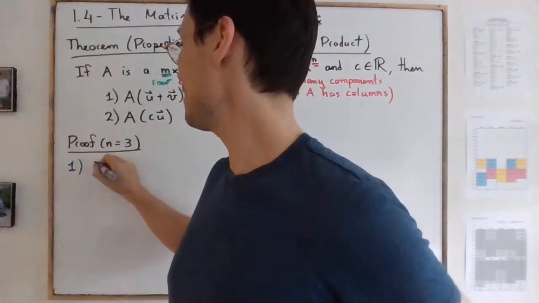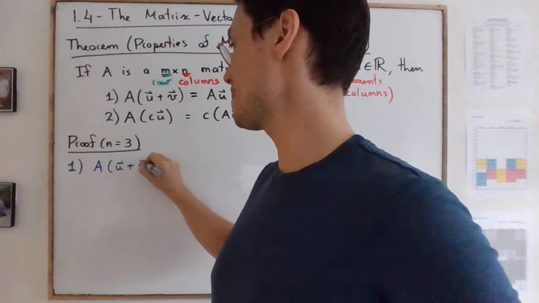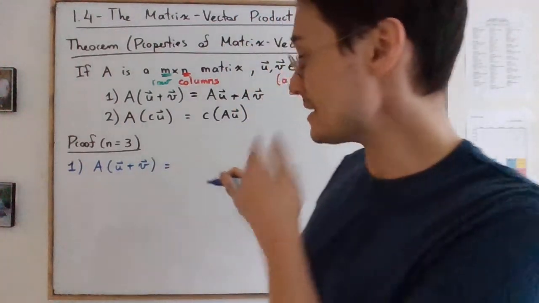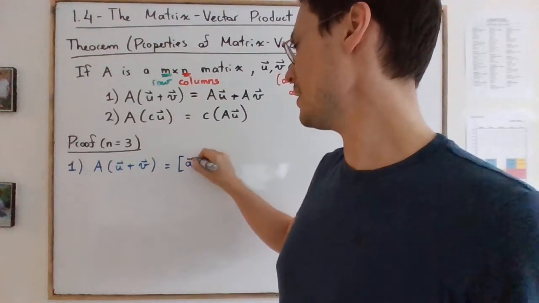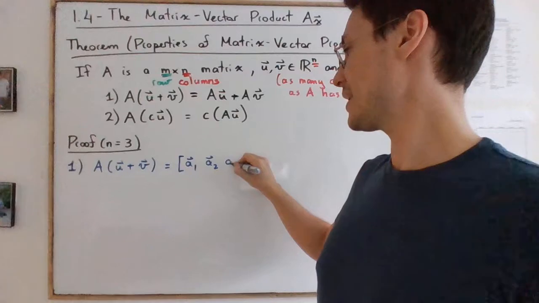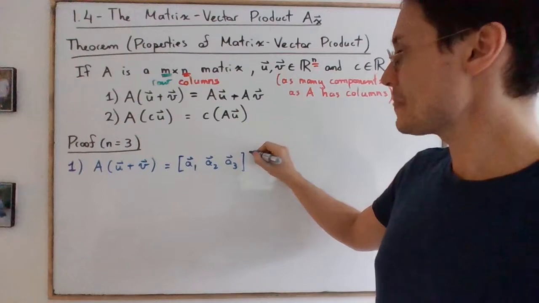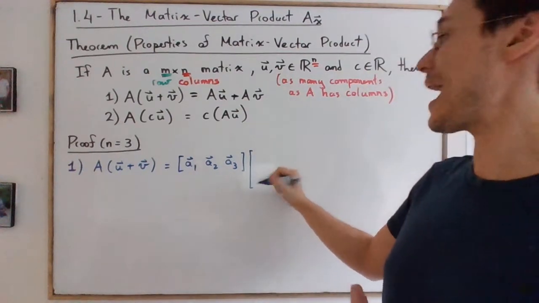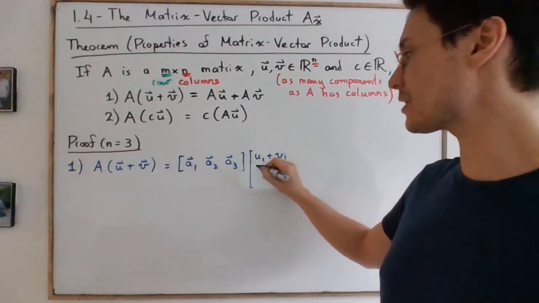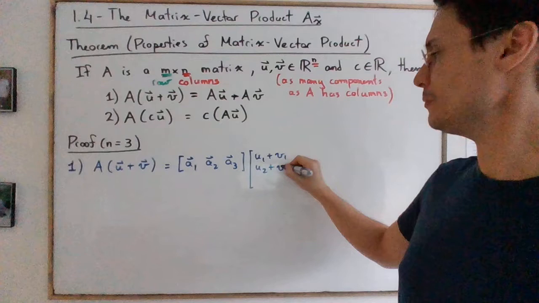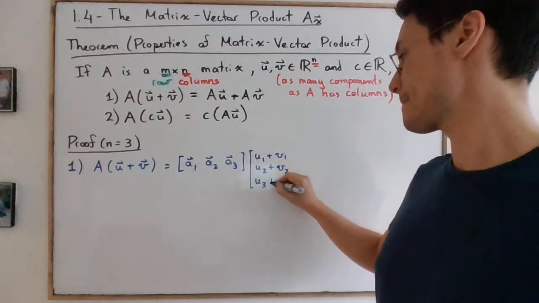If n is equal to 3, we have A times u plus v, which is equal to the matrix with columns a1, a2, a3, times the vector u plus v. We know how to add it: the first component will be u1 plus v1, the second component will be u2 plus v2, and finally the third component will be u3 plus v3.